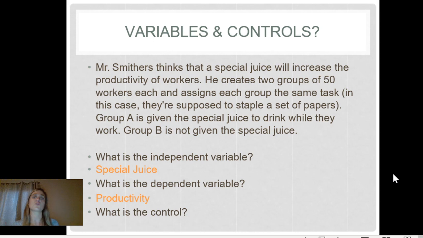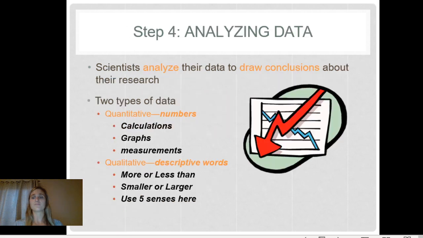So what is the group that is the normal conditions, that doesn't change at all? In this case, it would be group B, right? So group B is the group that doesn't get anything done to them. They're the control group. They are the normal conditions for that environment. They are the normal workers with no adjustments. Group A, okay, the group with the special juice, is your experimental group. They get the independent variable, all right?